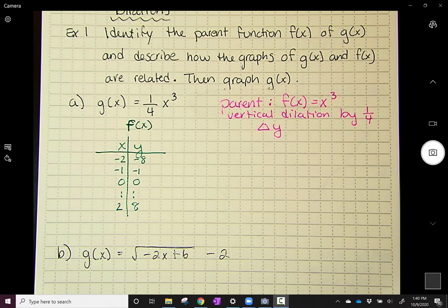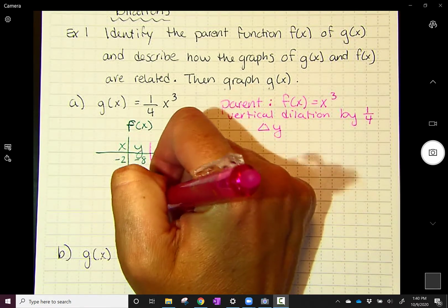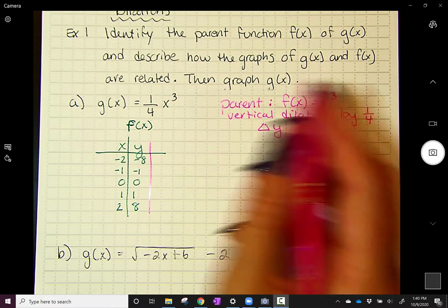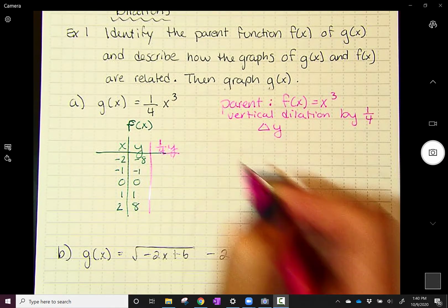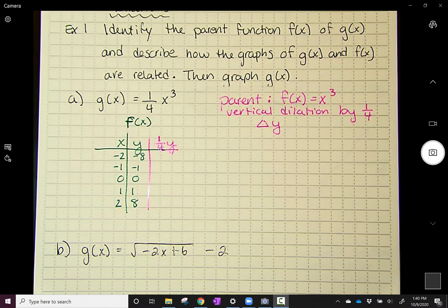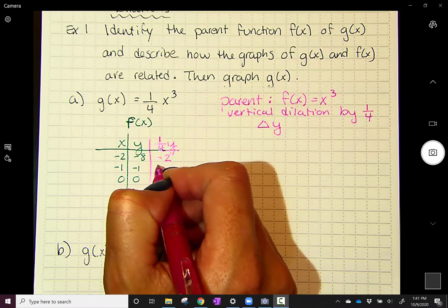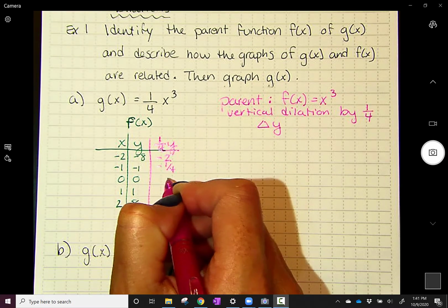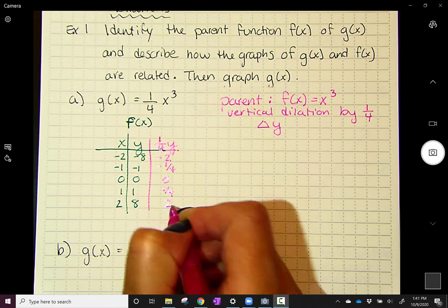Then we're going to apply our transformation, which is that vertical dilation by 1/4. So we have 1/4, and we're going to multiply that 1/4 by the original y values. So we end up getting -2, -1/4, 0, +1/4, and 2.